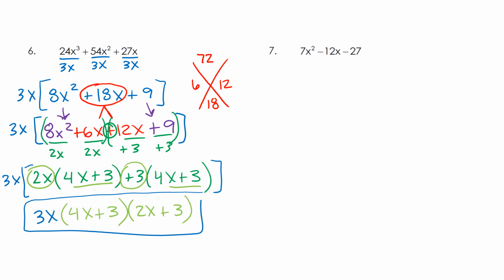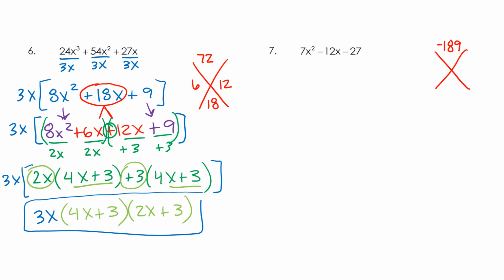Now let me be clear, 24 times 27 is 684. You would eventually find factors of 684 that add up to 54, split up the 54x, and factor by grouping. Then at the end, you would have to factor out a 3x from one of your final two parentheses. So regardless, you do have to factor out that 3x to get your final answer and to make sure it is completely factored. Looking at number 7, if I draw my x here, 7 times negative 27 is negative 189.